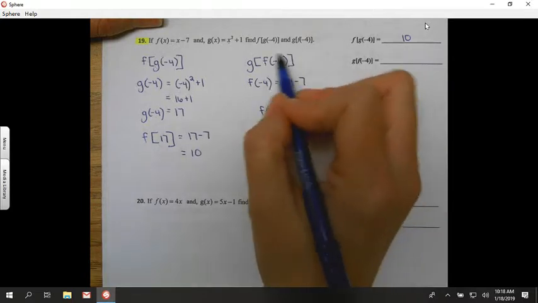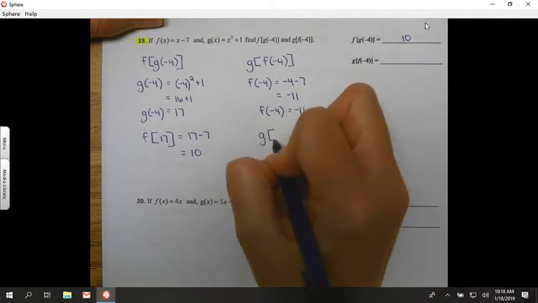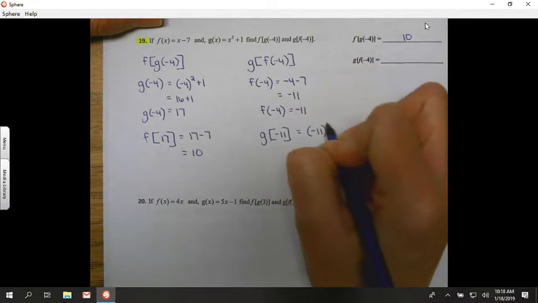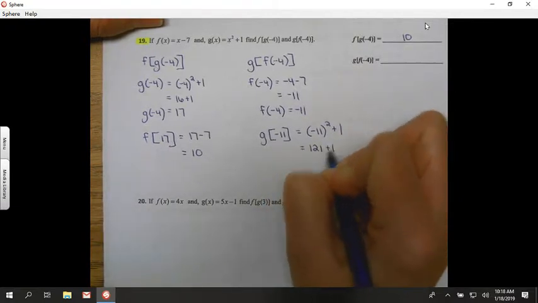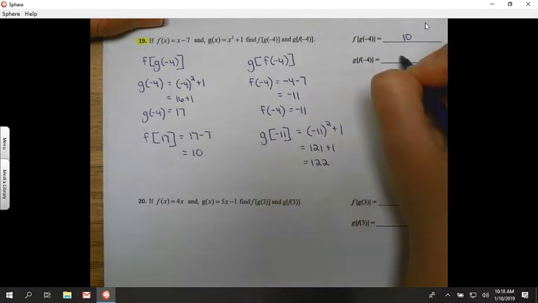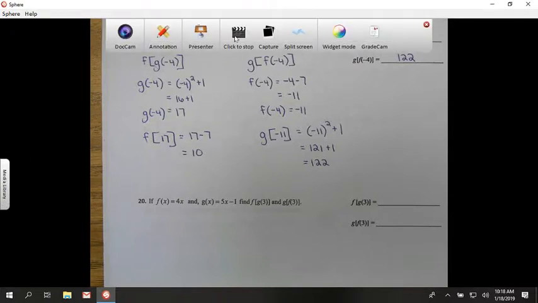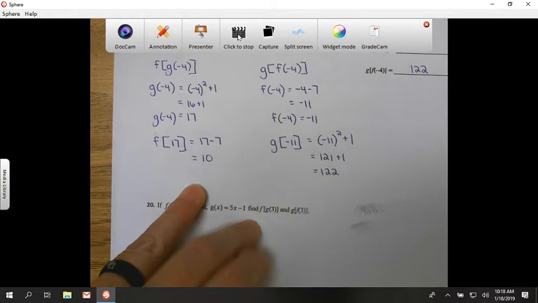I'm going to replace that f of negative 4 with that negative 11. And now go to my function g and substitute it in. So 122. All right, so that should be one of each type of problem. And now I will finish working the rest of them. So we'll just go back to the beginning.